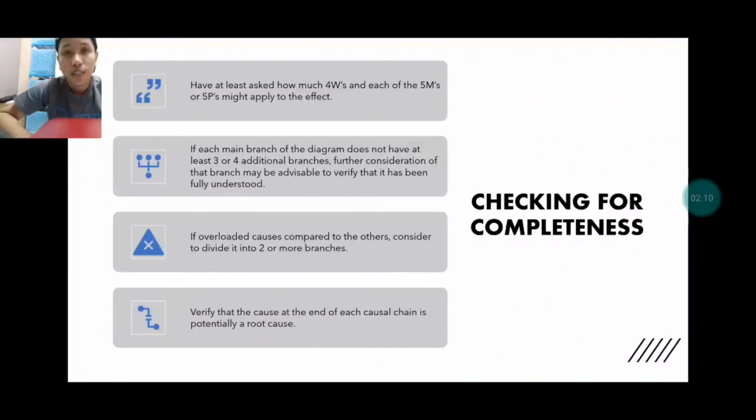What if it's an overload of branches? You may need to consider dividing it into 2 or more branches to make it less overloaded. So last but not least is to verify that the cause at the end of each causal chain is potentially a root cause.